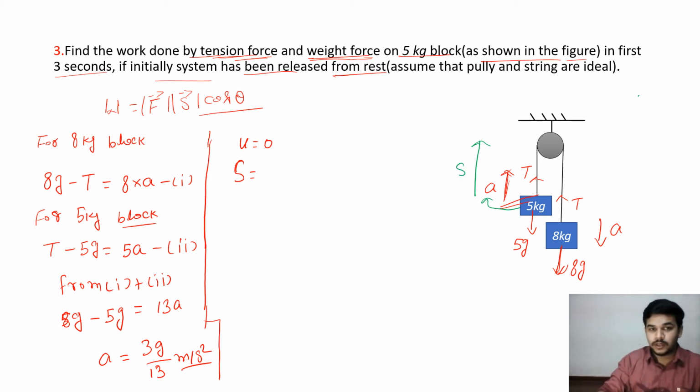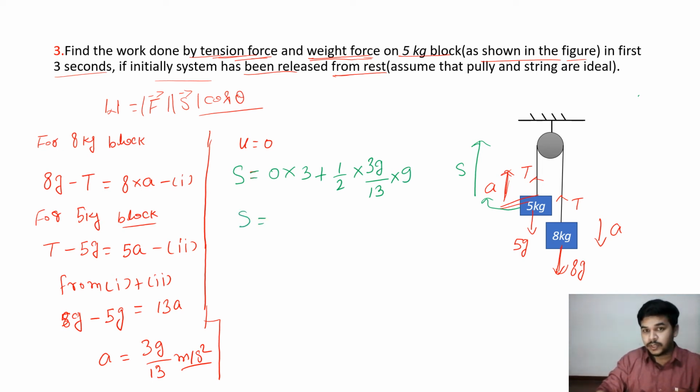So displacement, let me change the color so that it will help you. How much can we say the displacement is? It will be ut, meaning 0 into 3 seconds, plus half at square from the equation of motion, because acceleration is constant, 3g by 13. Half times acceleration 3g by 13 into t square, that will be 9. So let's calculate. S will come how much? If I am taking g value 10 meter per second square, for a moment, substitute that.